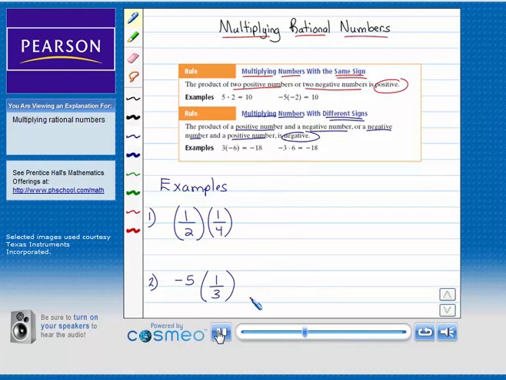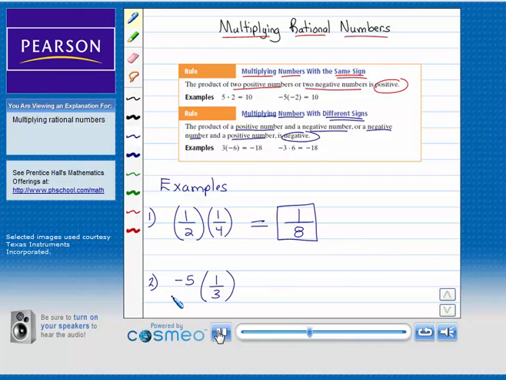So let's work some examples together. For number 1, we have 1/2 being multiplied by 1/4. The first thing we're going to do is look at the sign. We have two positive numbers here, so therefore I know I'm going to get a positive answer. Now I'm going to multiply my numerators. 1 times 1 gives me 1. And 2 times 4 for my denominator is going to give me 8. So my final answer is a positive 1/8.